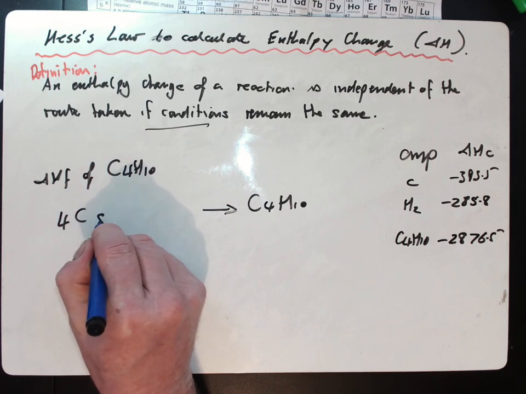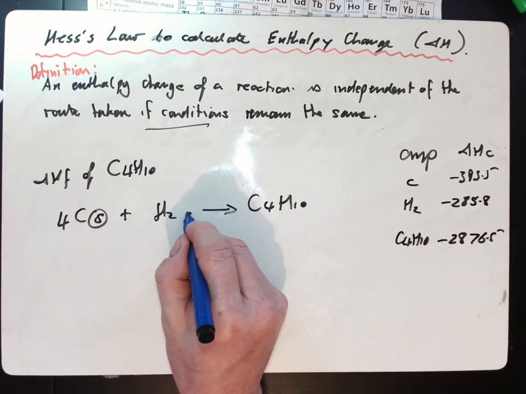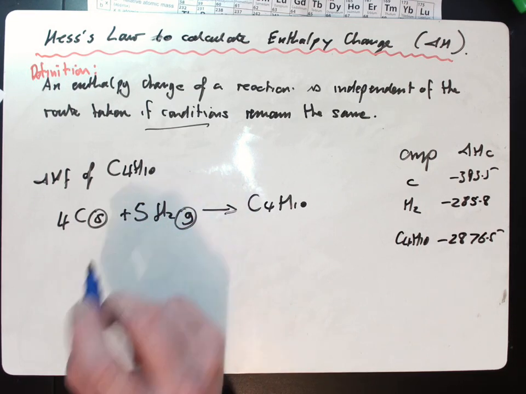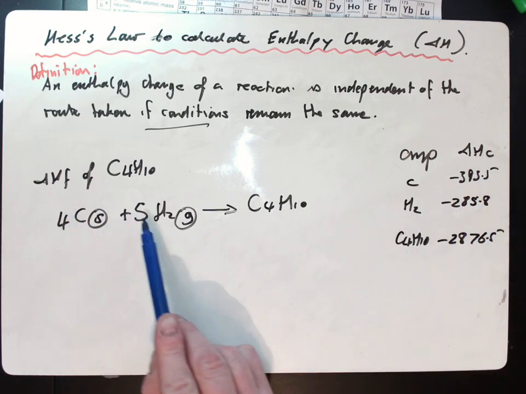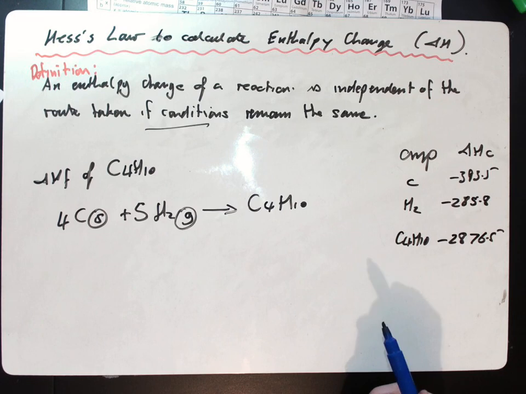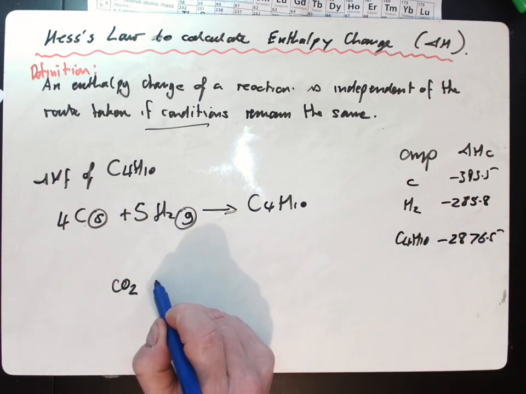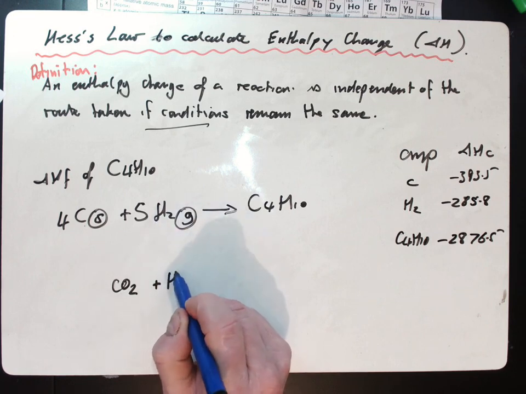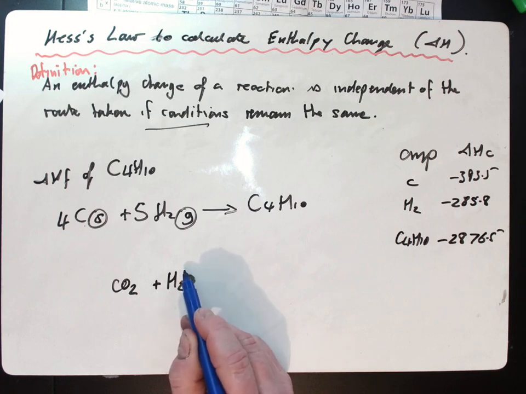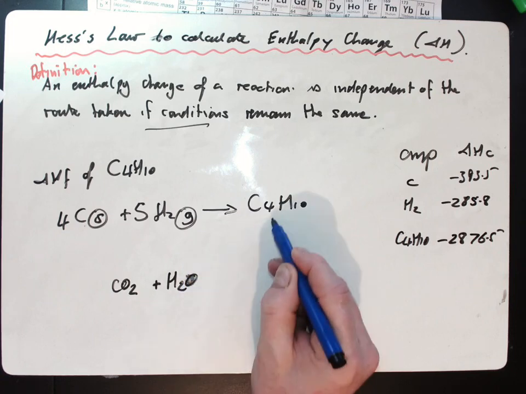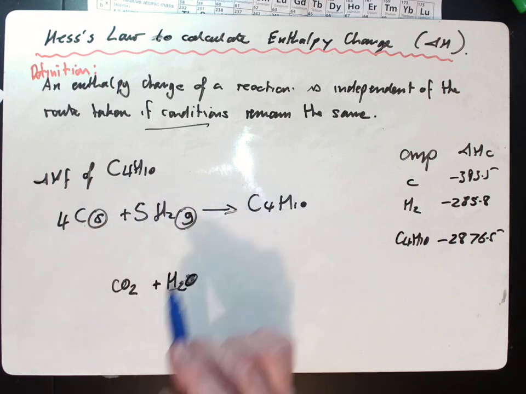Okay, we've got 4 carbons which are solid. Hydrogen is diatomic and a gas, and we need 5 of them. So this time we've been given enthalpies of combustion of these things. So this is our link. If I burn this, I get carbon dioxide. If I burn this, I get water. And if I burn this, I get carbon dioxide and water. So there's my link: carbon dioxide and water, carbon dioxide and water, linking the left hand side to the right hand side.